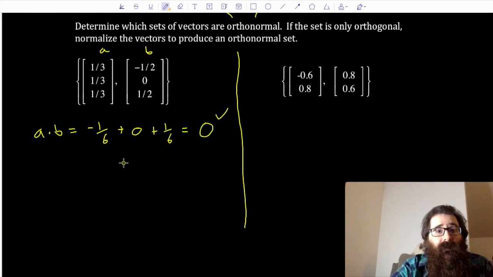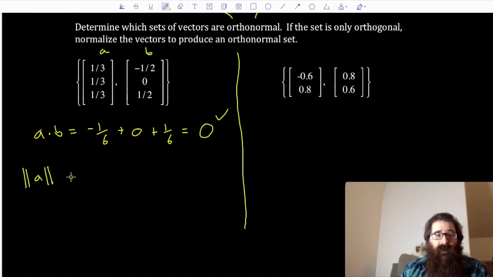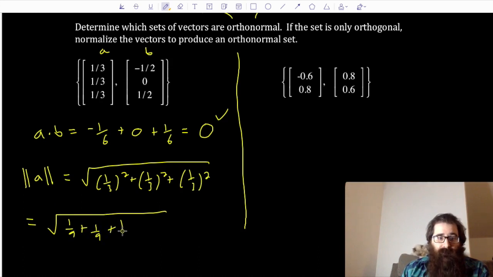Now to determine if it's an orthonormal set, I want to check that both of the vectors are unit vectors. So I could just start by finding the length, or the norm, or the magnitude of the vectors. So here the length of vector A would be the square root of 1/3 squared plus 1/3 squared plus 1/3 squared. And that's going to give me the square root of 1/9 plus 1/9 plus 1/9, or the square root of 3/9.